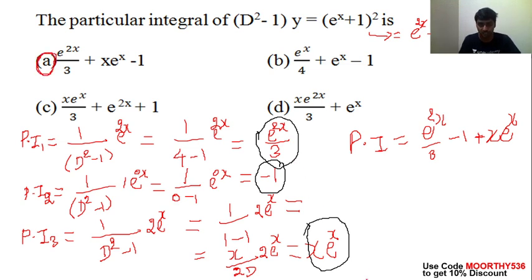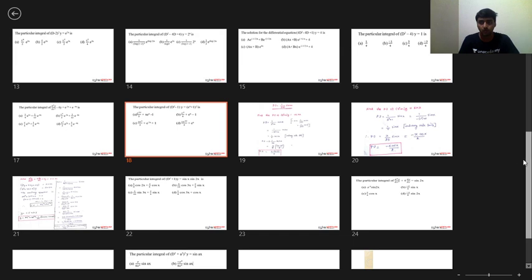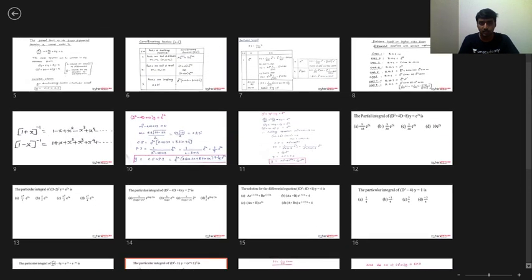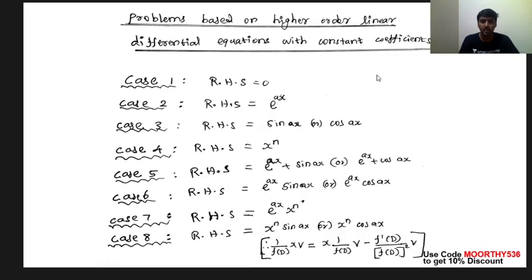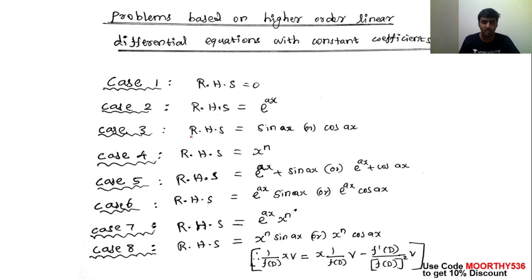Okay, as per the discussions. Next we are moving to the next case. We had a discussion about case 2. Next we have to discuss case 3 and 4. We have completed the e power ax format. Now we are moving into case 3, that is RHS equal to sin ax or cos ax, the trigonometric form.